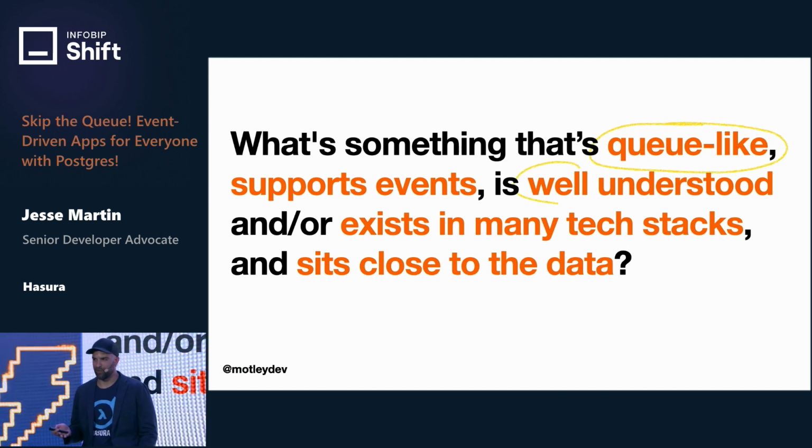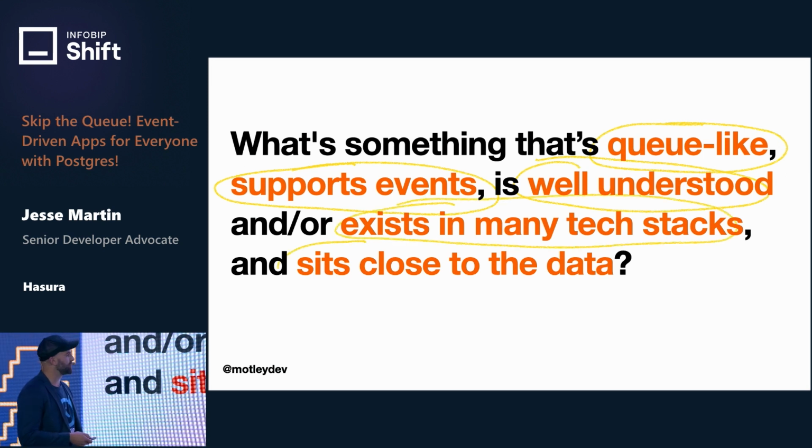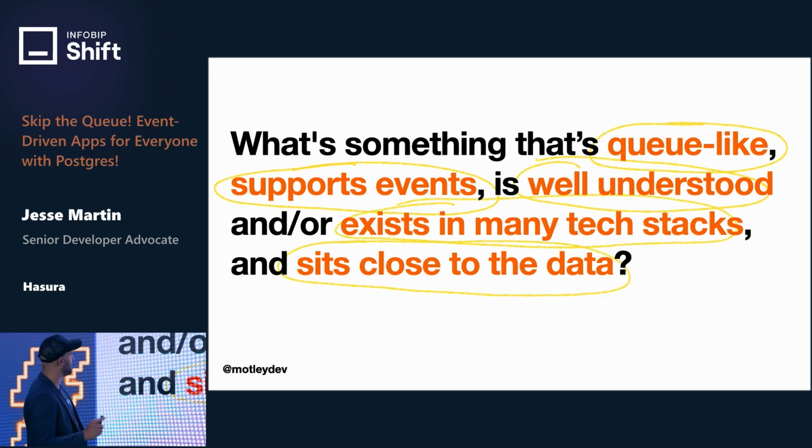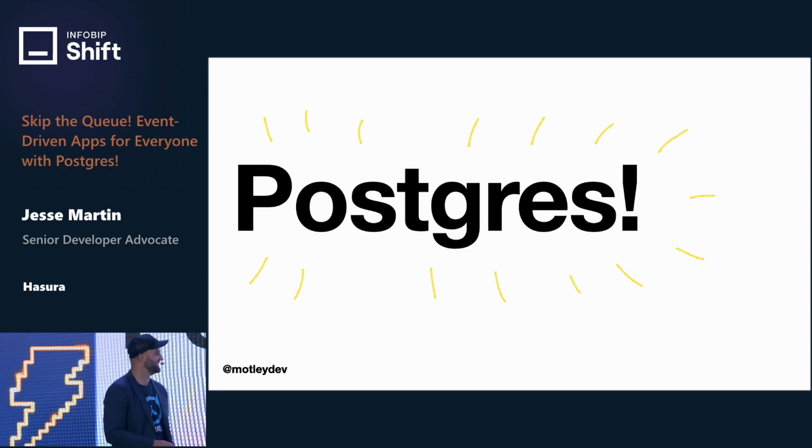So that leads us to the question, what's something that's queue-like, supports events? I just realized that color does not scale well. I apologize. Is well understood and/or exists in many tech stacks and sits close to the data. Any guesses what that might be? Somebody, come on. There we go, Postgres.